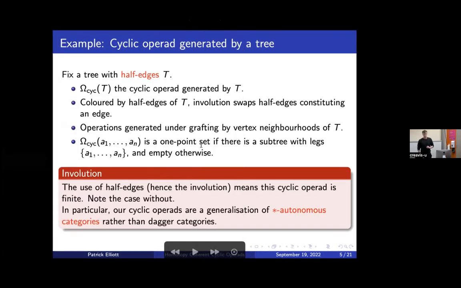Also, given the audience I'm speaking to, I thought I'd mention that whereas colored cyclic operads traditionally are a simultaneous generalization of operads and dagger categories, with this definition, they're a simultaneous generalization of star autonomous categories and operads. So they do have more expected pleasant formal properties.